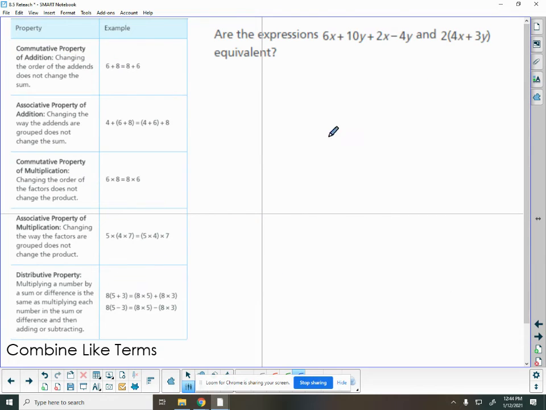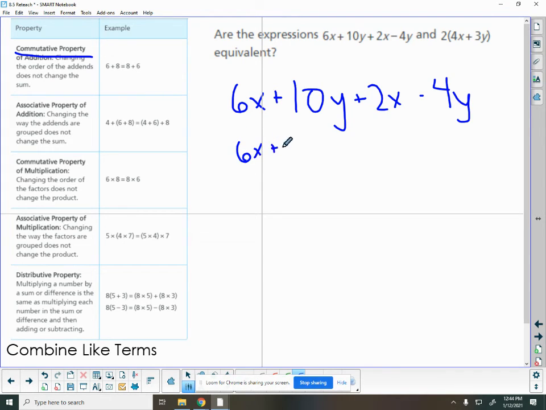So let's try another one here. We have 6x plus 10y's plus 2x's minus 4y's. First we want to rearrange to get our similar variables together. That is using the commutative property. We're going to change it around and put your x's together and your y's together. So we have 6x plus 2x plus 10y's minus 4y's.